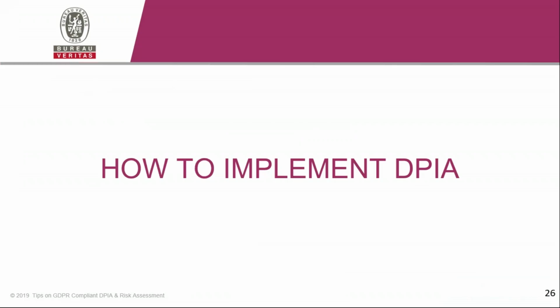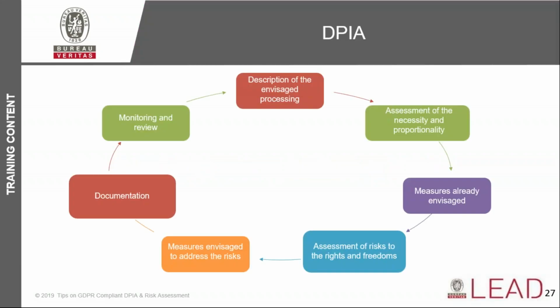So as you can see, my main criterion is: if your processing is likely to create a high impact on the rights and freedoms of natural persons, then DPIA is mandatory. So how can we implement DPIA? Well, DPIA is kind of an interesting thing. First of all, you identify the processing activities. You try to understand what kind of data you're holding and what you do with that data.